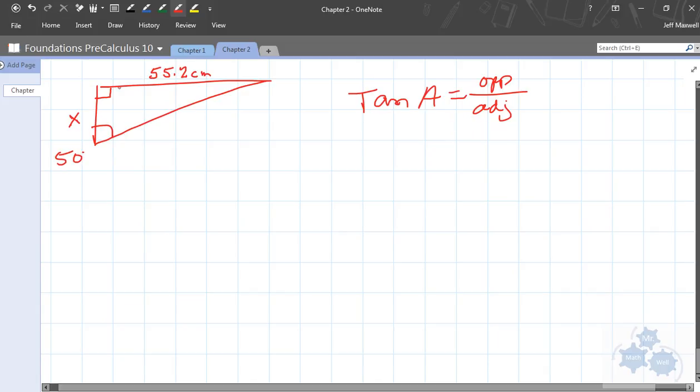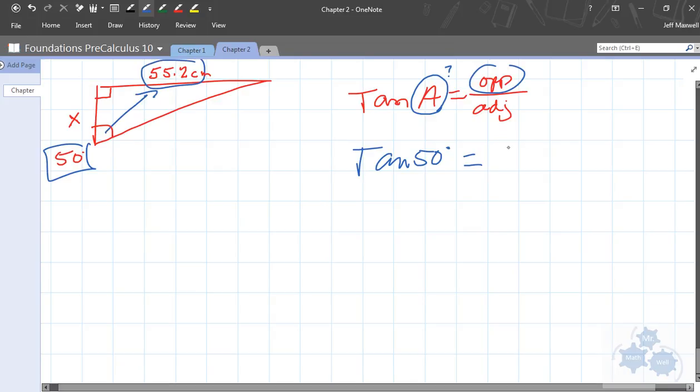Okay. So you go back to this diagram and you say, okay, what do I have? Do I have A? Yes, I do. It's 50. So you go tan of 50 degrees. Okay. Do I have the opposite? I do. So 55.2. So you just put it in its spot. Do I have the adjacent? Well, no, that's what you're looking for. Okay? So you set up your equation just like that.